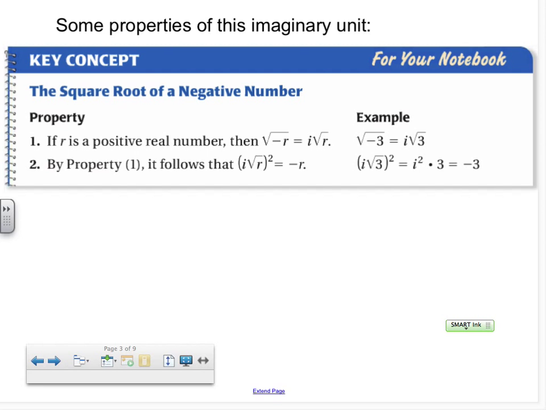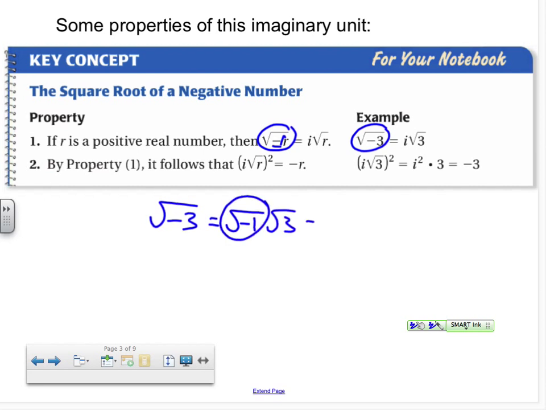If r is positive, the square root of negative r, we can pull out this negative 1 and just write i times the square root of r. For example, the square root of negative 3 is i times the square root of 3. You're pulling the negative 1 out. Really, it's the square root of negative 3, that's the same thing as saying square root of negative 1 times the square root of 3. And we already know that that's i. So that's i square root of 3.